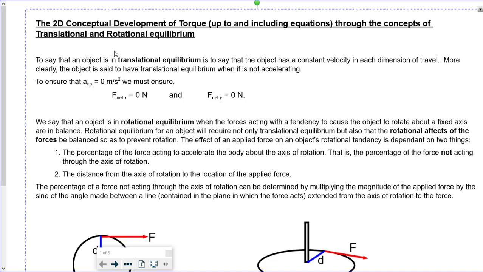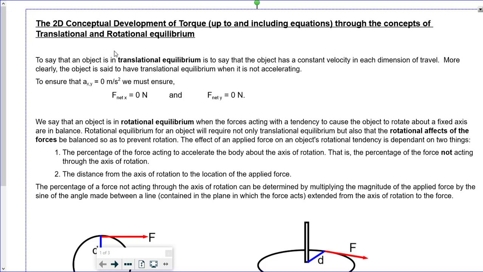We say that an object is in rotational equilibrium when the forces acting with a tendency to cause the object to rotate about a fixed axis are in balance. Rotational equilibrium for an object will require not only translational equilibrium, but also that the rotational effects of the forces be balanced so as to prevent rotation.